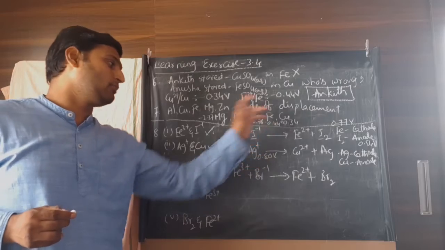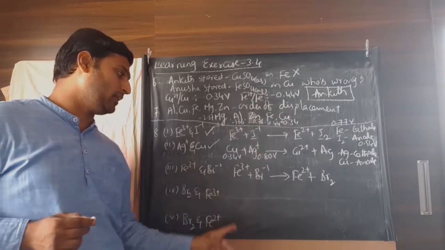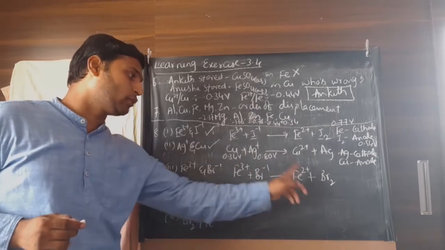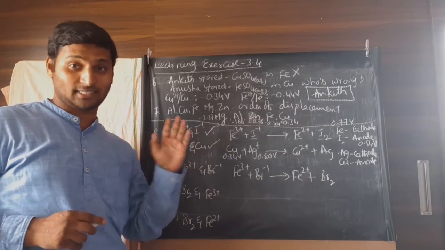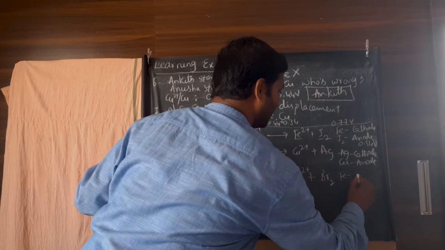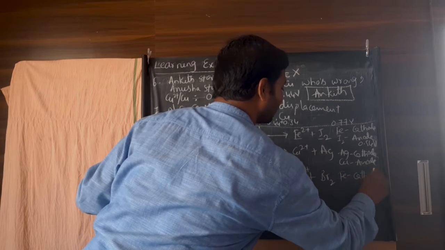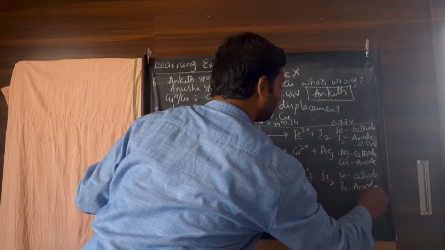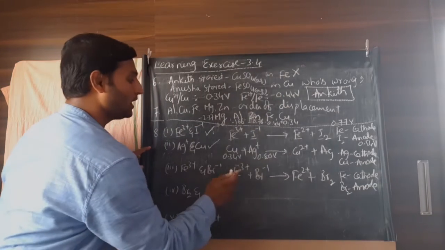Now, same as ferrous to ferric and iodide to iodine, here it is ferric to ferrous and bromide to bromine. But let us see if it is feasible. Same as the first one, here the iron couple is cathode and the bromine couple is anode. But here comes the problem.